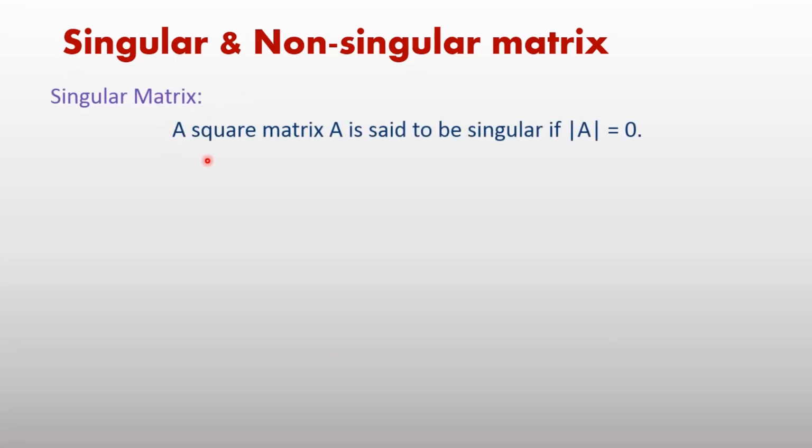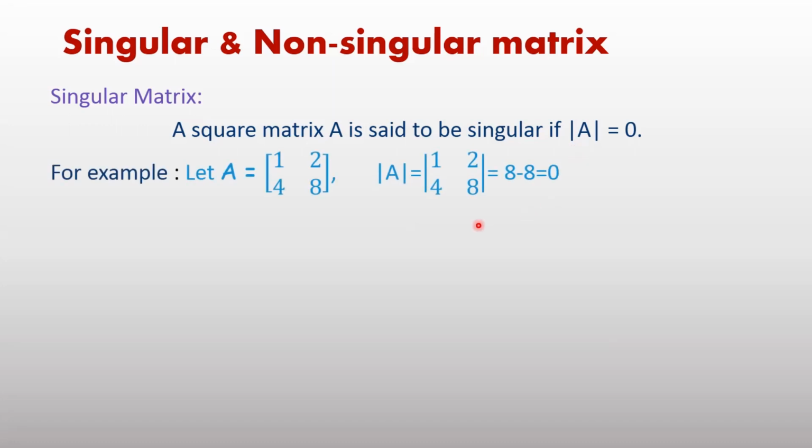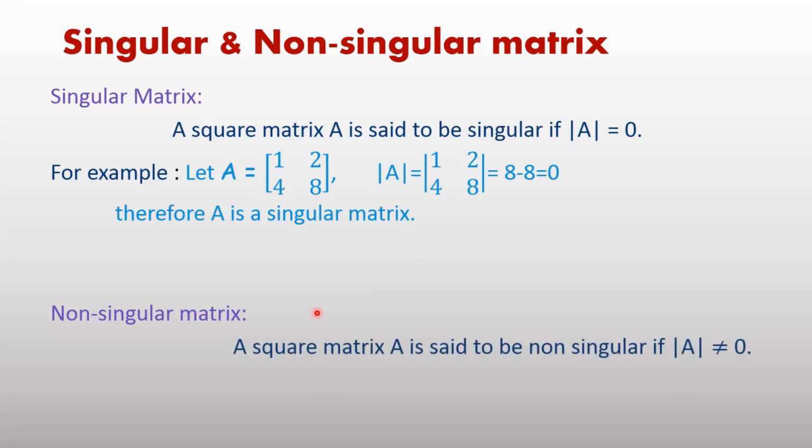Singular and non-singular matrices. First, singular matrix means if the determinant of a matrix is equal to 0, then it is known as a singular matrix, and if the determinant of the matrix is not equal to 0, it is known as a non-singular matrix.